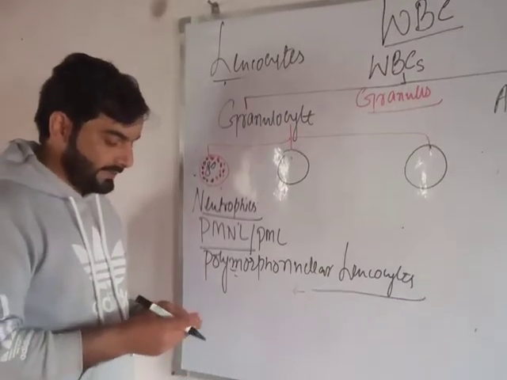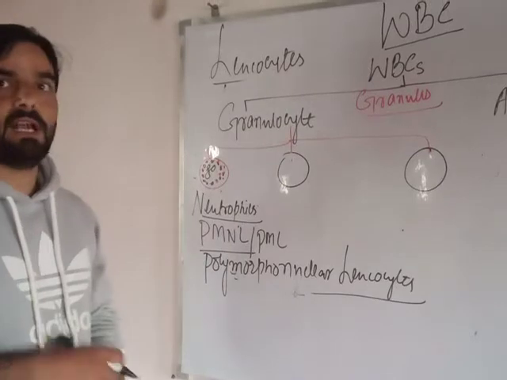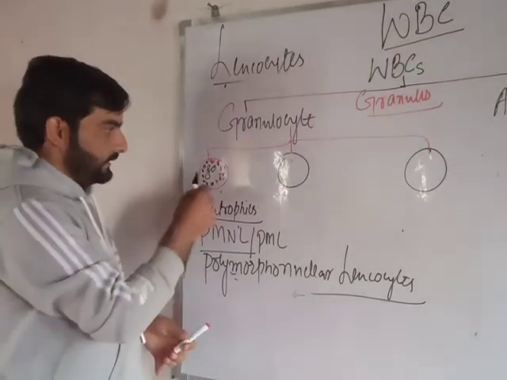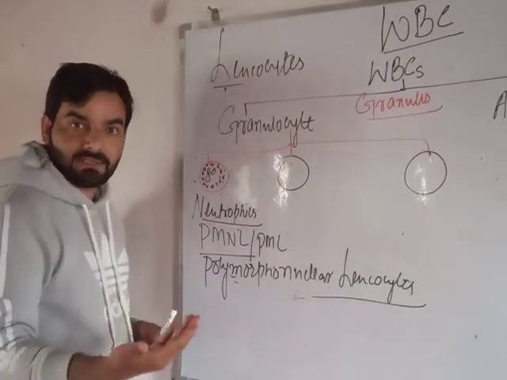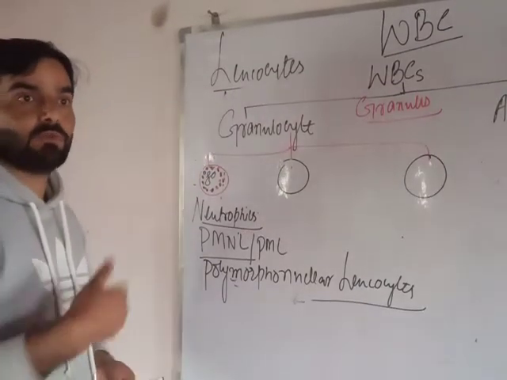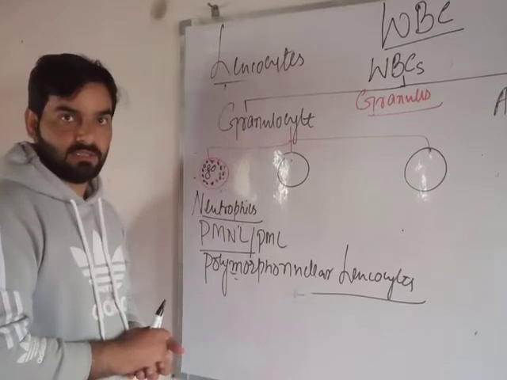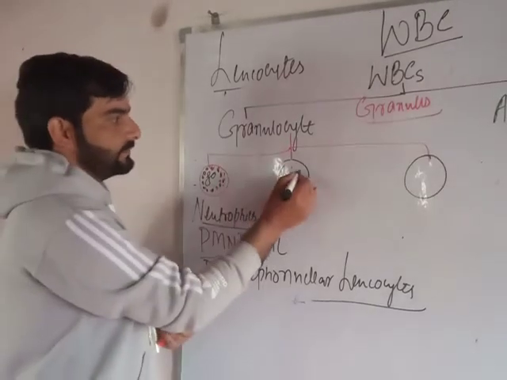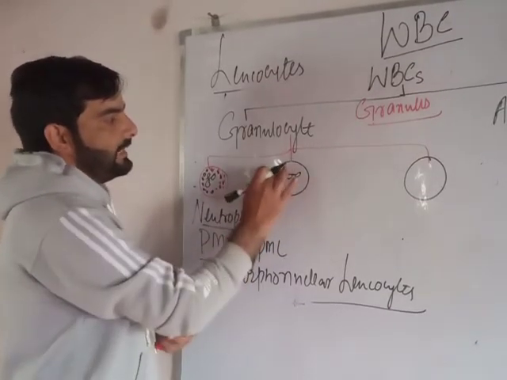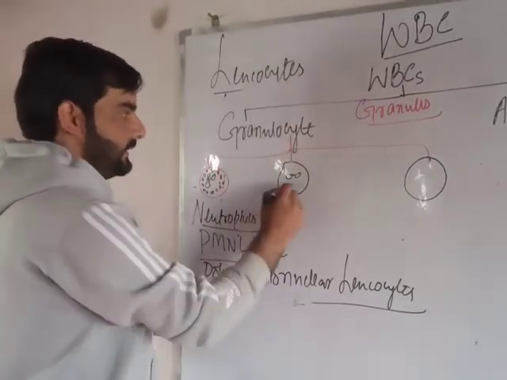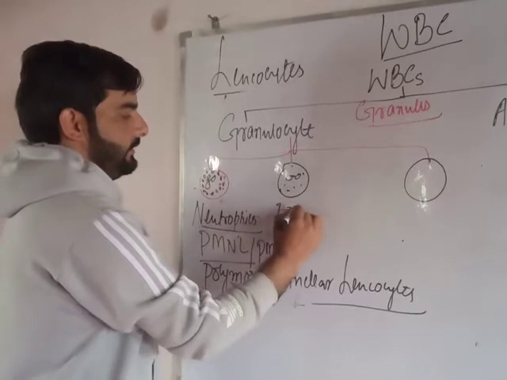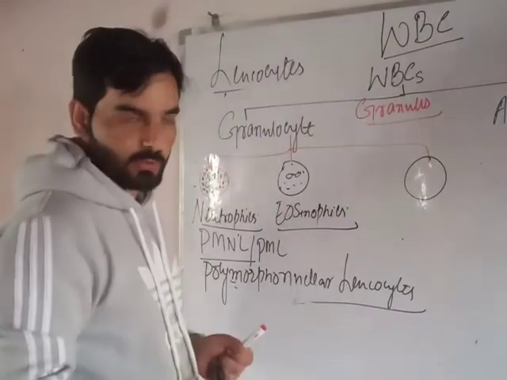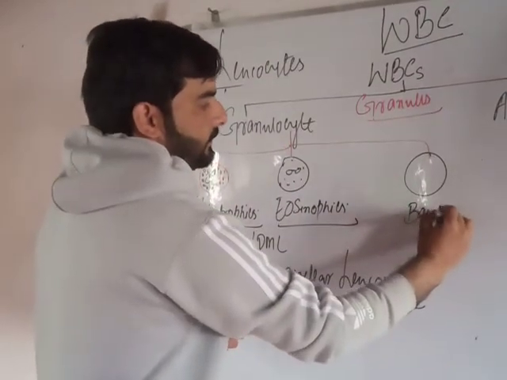These neutrophils are the most abundant type of WBCs. At the site of infection, they are the first cells which move towards the site of infection. The second cell has a bilobed nucleus, and these cells are called eosinophils. And the third granulocyte is called basophils.